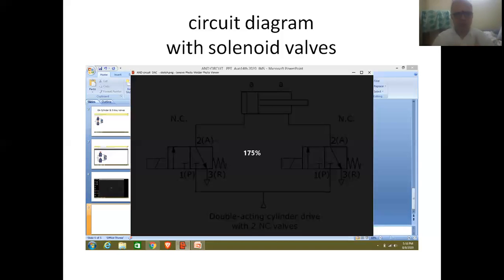So friends, for moving the piston in forward direction, the first valve has to be kept in first position, and second valve has to be kept in second position. Secondly, for moving the piston in a reverse direction, second valve must be brought to first position, and first valve must be kept in second position.